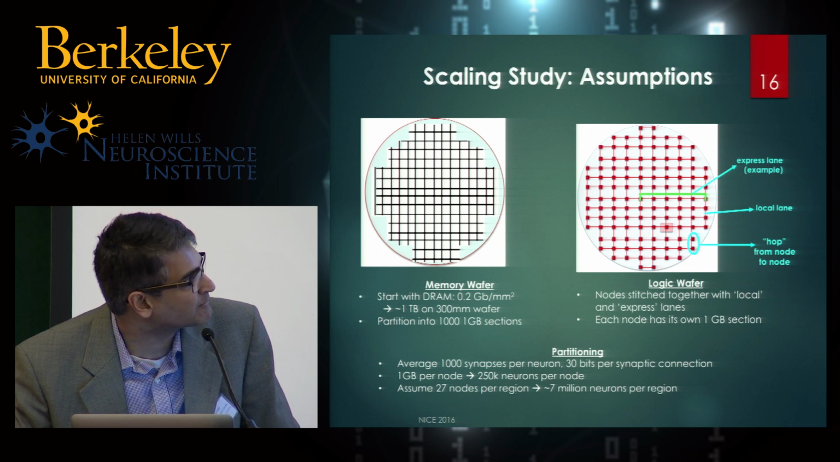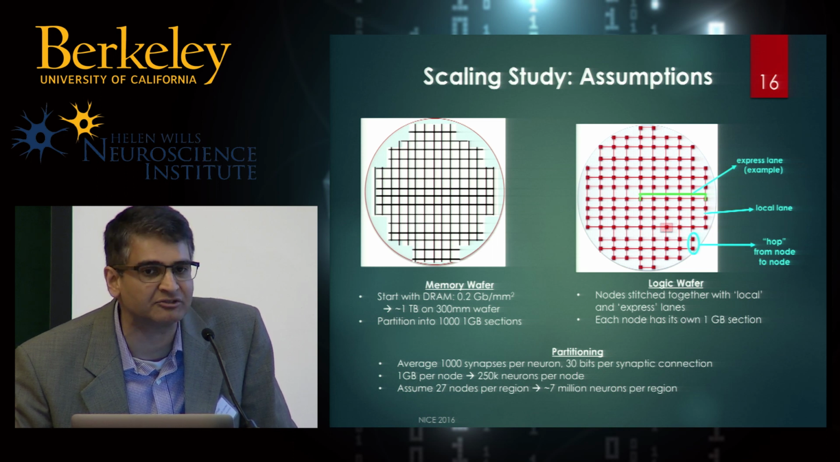And I've also had to make an assumption on regionality. I've chosen to assume about 27 nodes per region, which means about 7 million neurons per region.